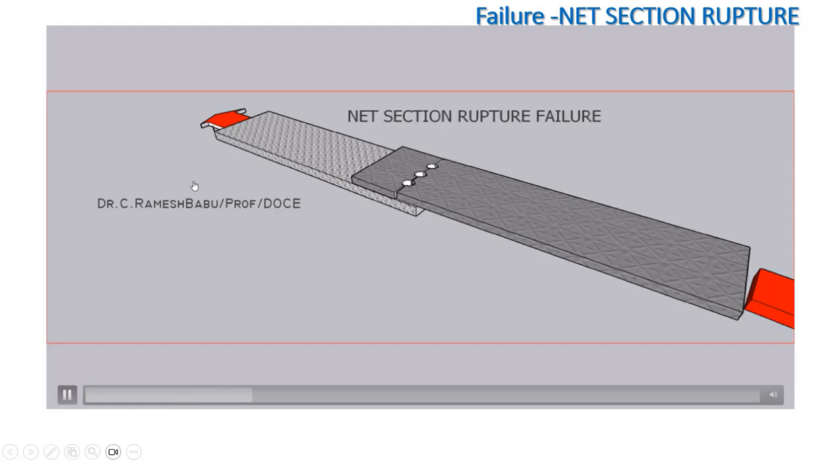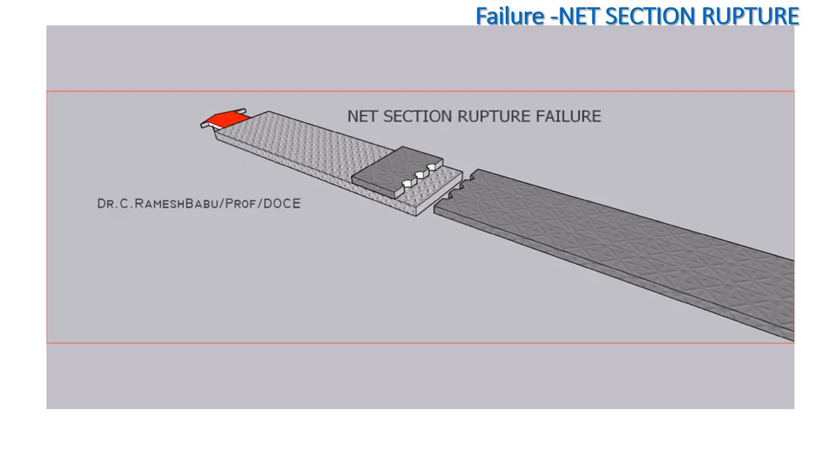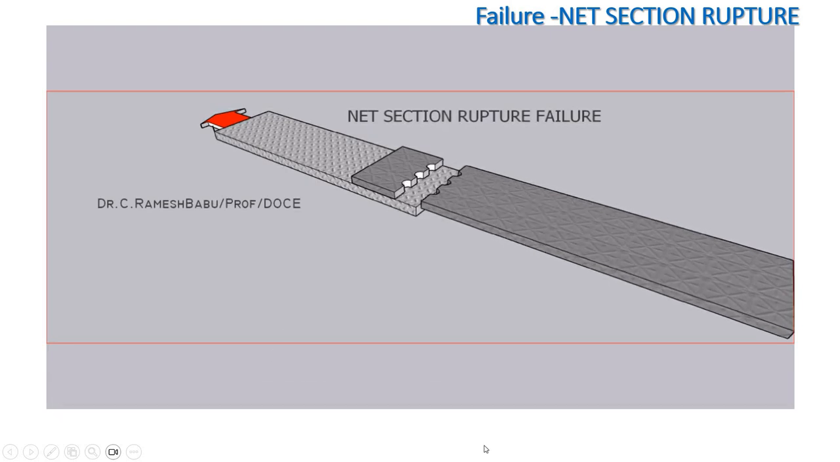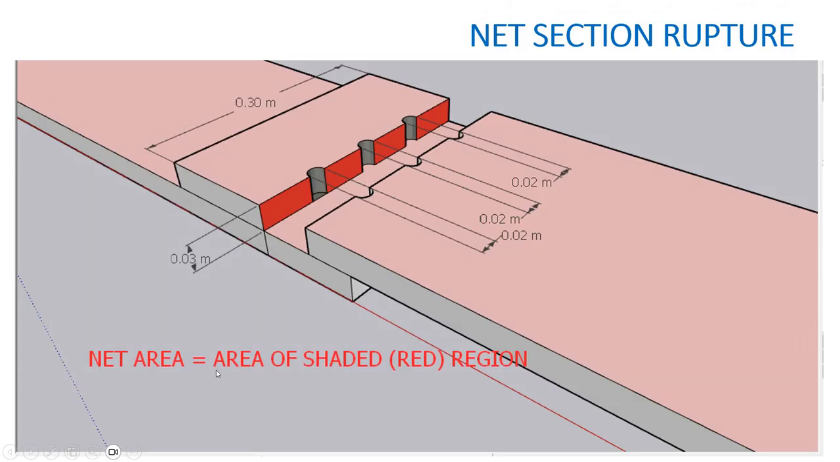So in the previous video you have seen the animation where the plate fails. Here also you can see that the plate fails, but the area of the cross section is not the gross cross section but the net section. So what is net section? The total area subtracted by area of the bolt holes is said to be net section. Yeah. So this clearly indicates that this shaded red portion is the net area.